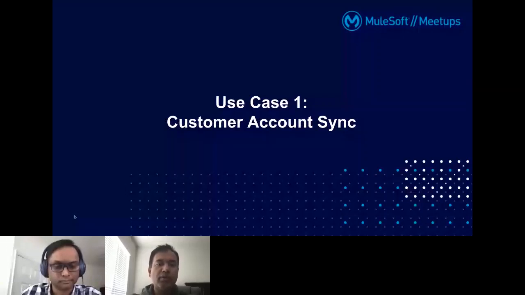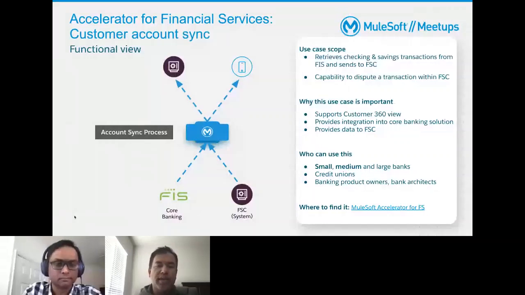Yeah. So now we'll talk about use case one. There are three total use cases, as Ravi mentioned in the beginning. One is around the customer account sync. This is the very first accelerator that we started as part of our accelerator vision. From a customer perspective, most of the data could be available within multiple different banking systems. How do we retrieve the real-time information from a core banking system?